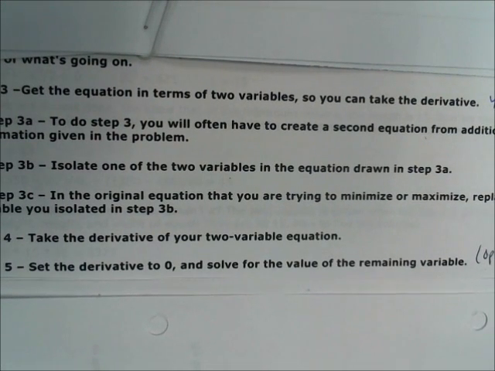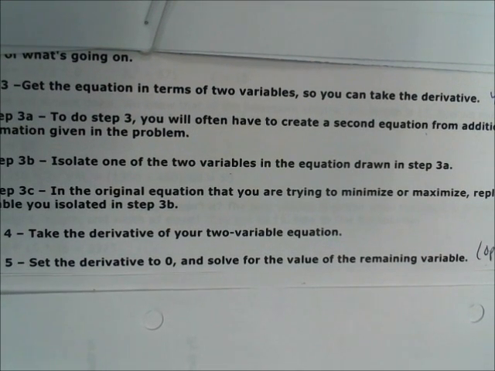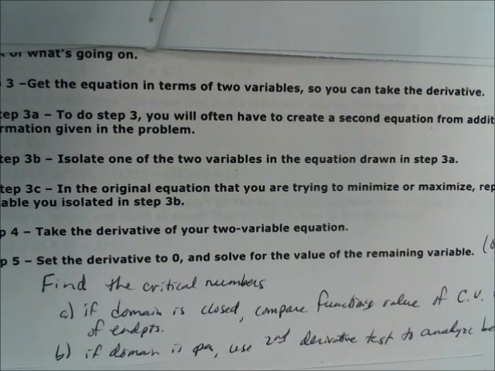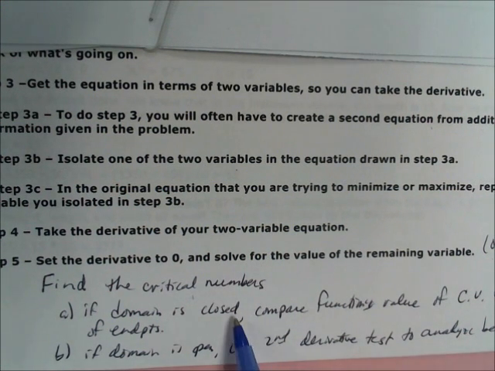So if you need to pause this because you couldn't read it very well, go ahead. Get these in your notes. And then after you set the derivative equal to 0, you have to find the critical numbers. And if you have a closed domain, like we had yesterday, the x was the size of the little square boxes that we cut out of the corner. So x couldn't be negative and it couldn't be greater than 6, I think it was.